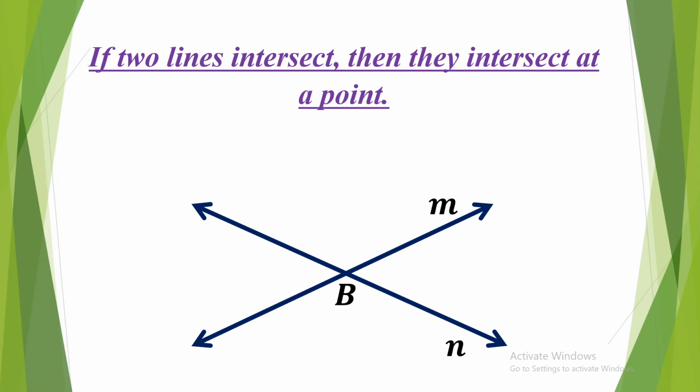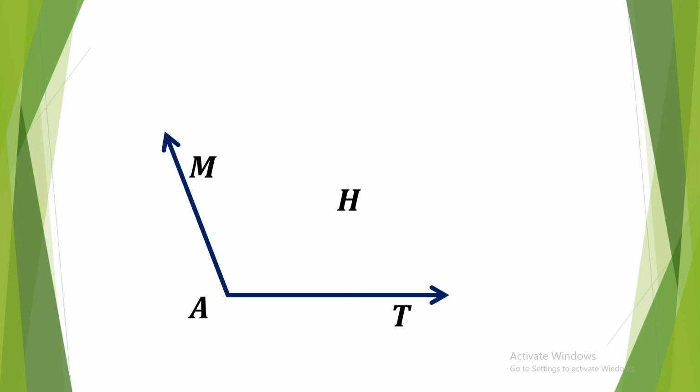Another postulate is described by this figure. So we have here angle MAT with ray AH on that angle, which divides the angle into two parts. So since those two smaller angles are the parts of the larger angle, then we can say that if we add those two smaller angles, then it is equal to the measure of the larger or the whole angle.